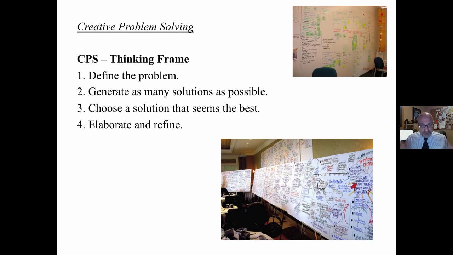Now, brainstorming is part of the creative problem-solving process, where you define the problem, generate as many solutions as possible. And again, quantity, it allows you to see a greater sense of the possibility. Only after you have a whole bunch, then you choose a solution that seems to work best and you elaborate and refine. I teach this as a creative thinking skill.